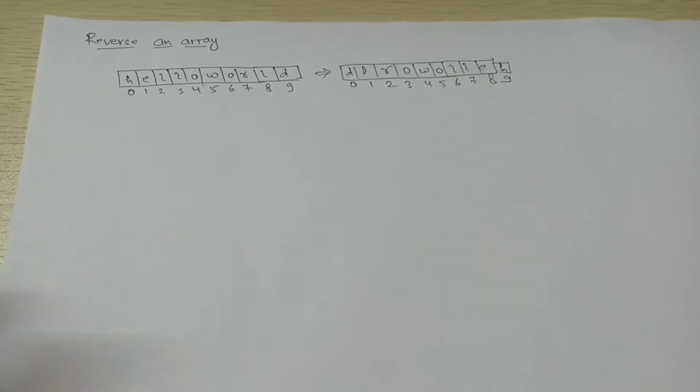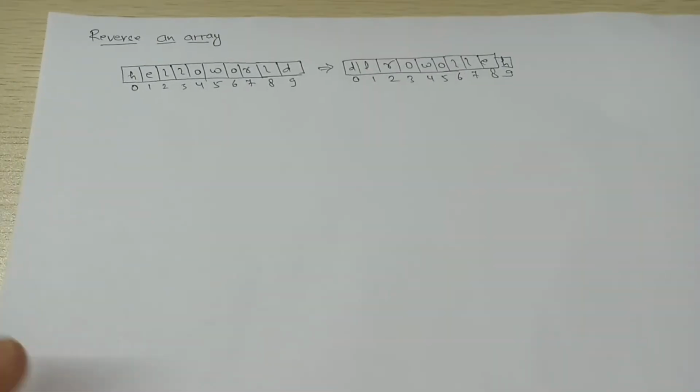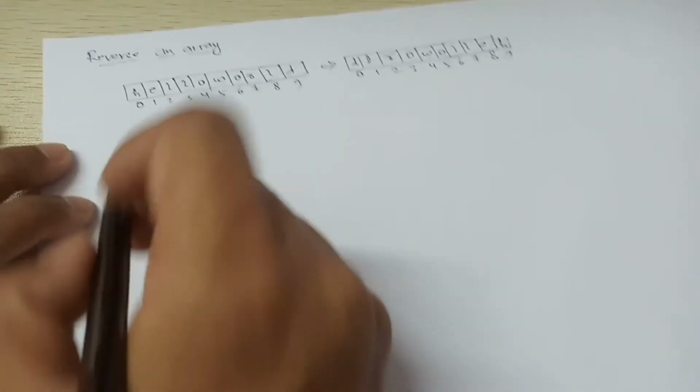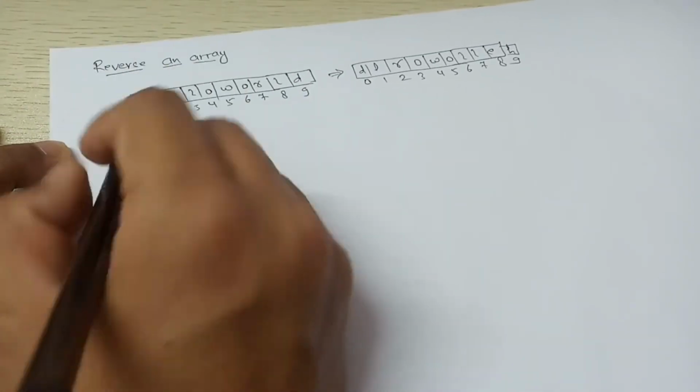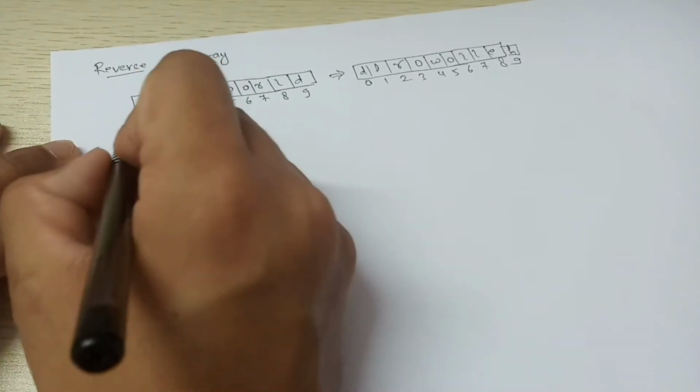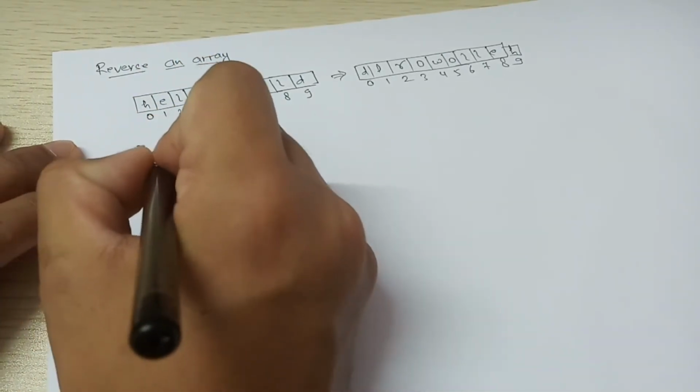I'm going to tell you two ways of doing it. Both the ways are similar. The only difference between them is the way of writing it. The first way of doing it is using two pointers. By pointer I mean two variables. So let's say two variables i and j.